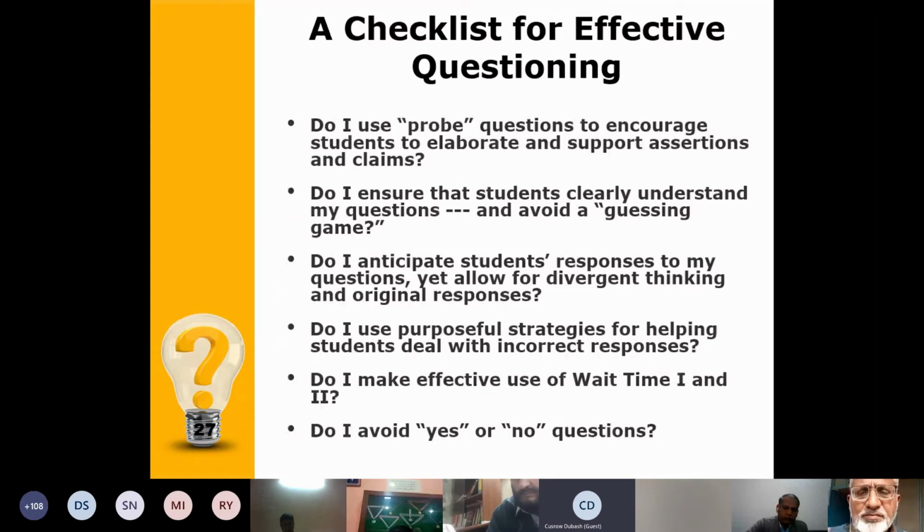Do I use probe questions? Probe is finding out. What do you think? How would you approach this? Why are you suggesting this? Those are probe questions. Do I ensure that students clearly understand my questions and avoid a guessing game?